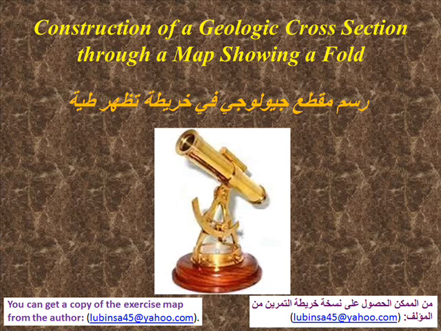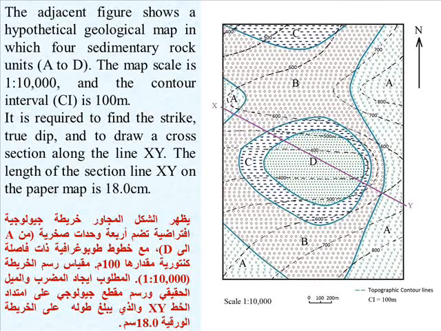Construction of a geologic cross-section through a map showing a fold. The adjacent figure shows a hypothetical geological map in which 4 sedimentary rock units, A to D. The map scale is 1 to 10,000 and the contour interval is 100 meters. It is required to find the strike, true dip, and to draw a cross-section along the line XY. The length of the section line XY is 18 centimeters.